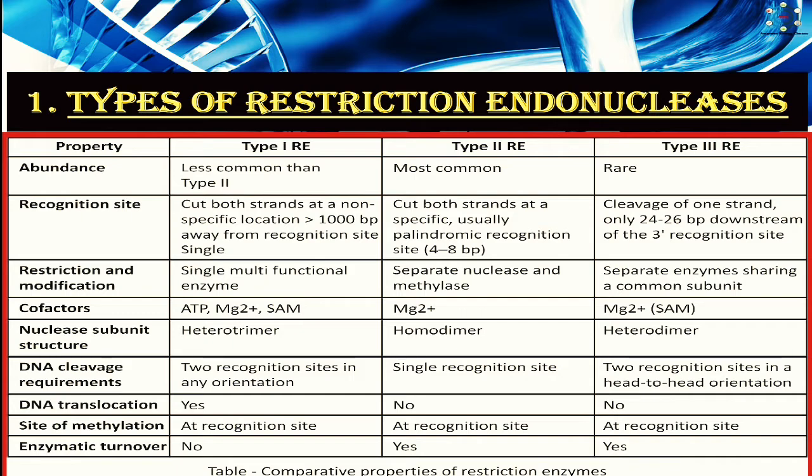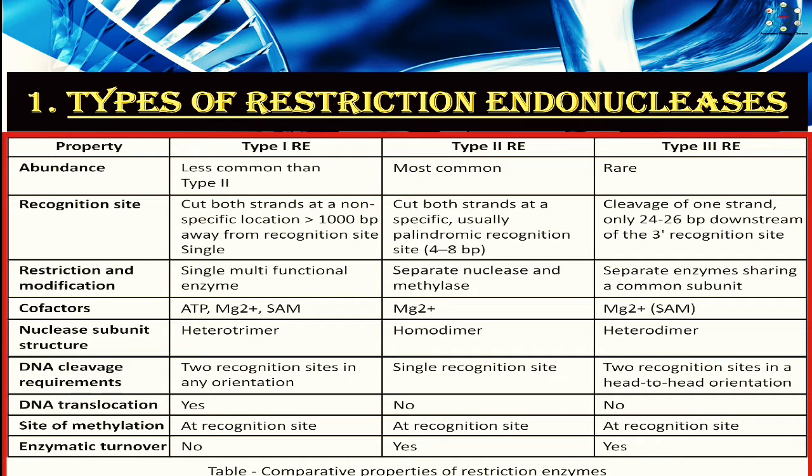Now, according to cofactors, in type 1 the cofactors are ATP, Mg2+ ions and SAM. For type 2, it is Mg2+. For type 3, it is Mg2+ and SAM. Next, the nuclease subunit structures: type 1 is a heterotrimer, type 2 is a homodimer, and type 3 is a heterodimer. According to DNA cleavage requirements, type 1 needs two recognition sites in any orientation, type 2 needs a single recognition site, and type 3 needs two recognition sites in a head-to-head orientation.